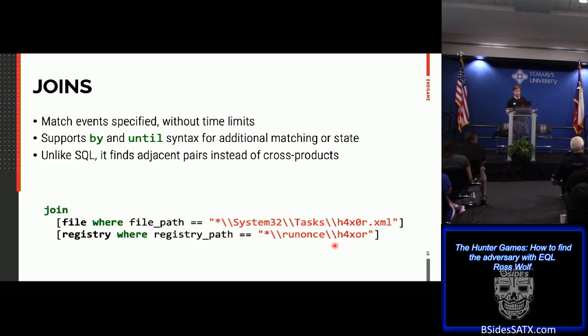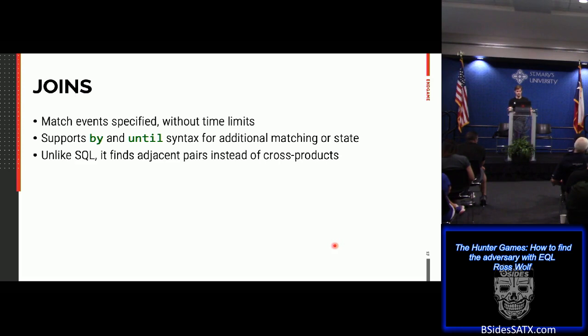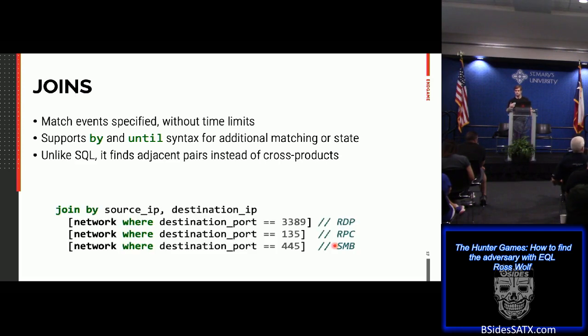So I could say, was there a file written to this location? Was there a registry modification to this path? If there was both, you get a match. If there was only one, you wouldn't. You could also add this by saying, are there three incoming network connections to these three ports between these two hosts? So that's another thing you could do with join.